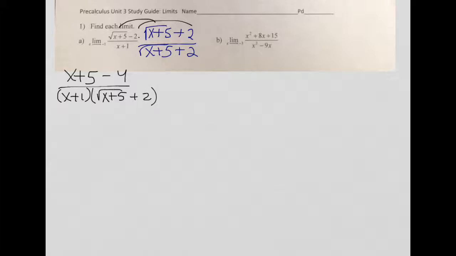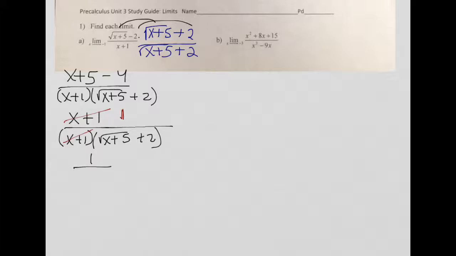What happens on the top? We can combine 5 minus 4, which is 1. Now if you notice, what cancels out? The x plus 1's. So let's cancel those out. Cancel, cancel. What's left on the top is a 1. So we have 1 over square root of x plus 5 plus 2.